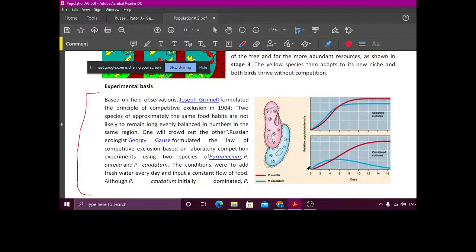In the same culture, Paramecium aurelia and Paramecium caudatum have the same bacteria as their food. They see that Paramecium aurelia wins the battle and increases, and the population of caudatum goes down. So they cannot coexist in the same place. This is the experiment.